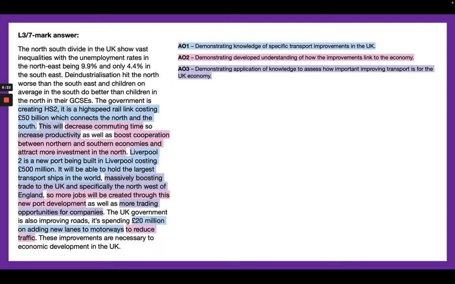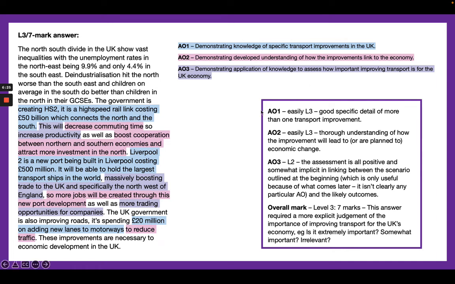So in terms of the grade this got, well, it got 7. And this is what the examiner said. AO1 level 3. AO2 level 3. And then AO3's got its level 2 there. Okay, so the assessment is all positive.